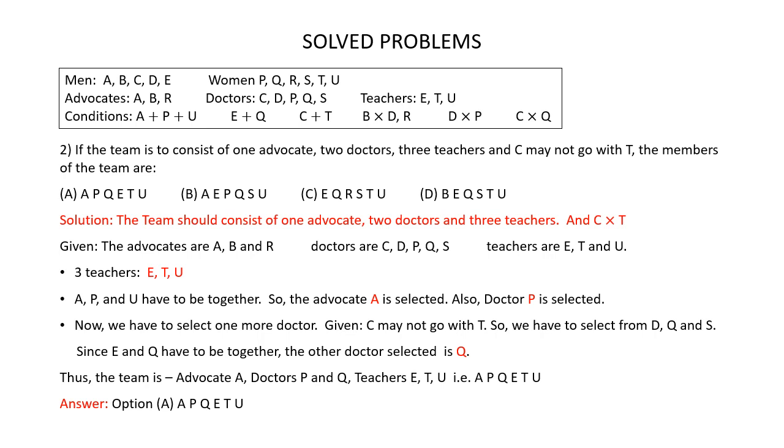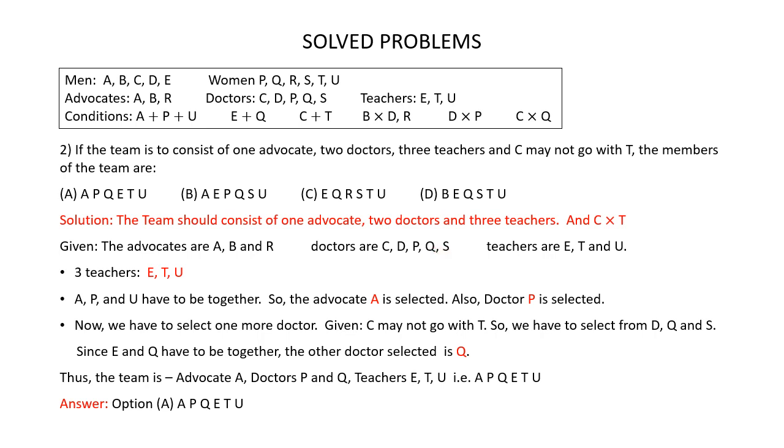Now here we know that the doctors are C, D, P, Q and S. Now Dr. P has already been selected. Now it's given that C cannot go with T. Now since T has already been selected, clearly C also cannot be selected since C cannot go with T. So the other doctor has to be selected from D, Q and S.